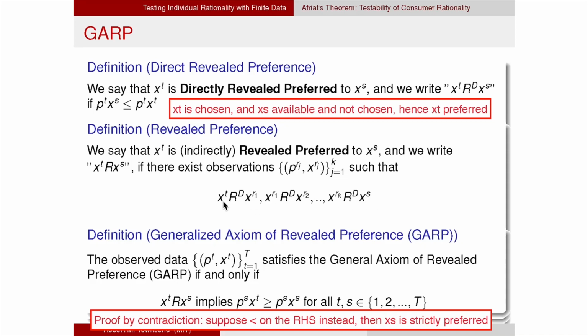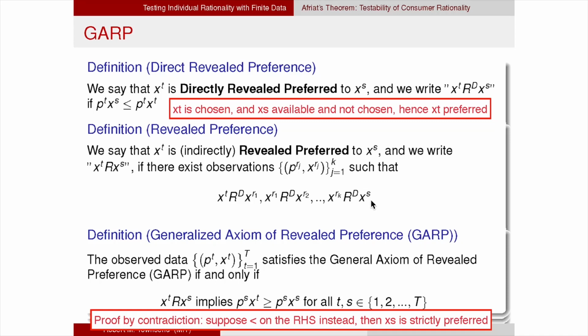Instead, we see XT in a situation where within the budget, XT is revealed directly preferred to XR1. In another piece of the data, we see XR1 is revealed directly preferred to XR2, and so on down the chain, with XRK being revealed directly preferred to XS. So this is like the transitivity axiom, which is part of the axioms of a rational consumer, right? We have a chain of directly revealed preference, hence the one at the beginning ought to be indirectly revealed preferred to the one at the end, XT to XS.